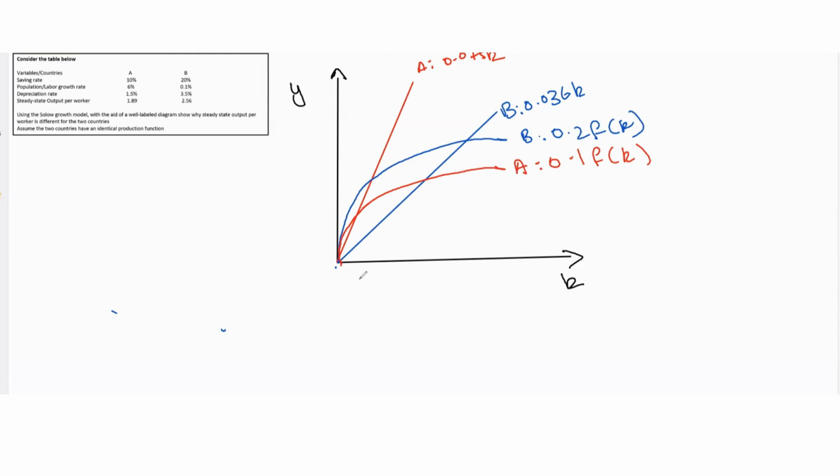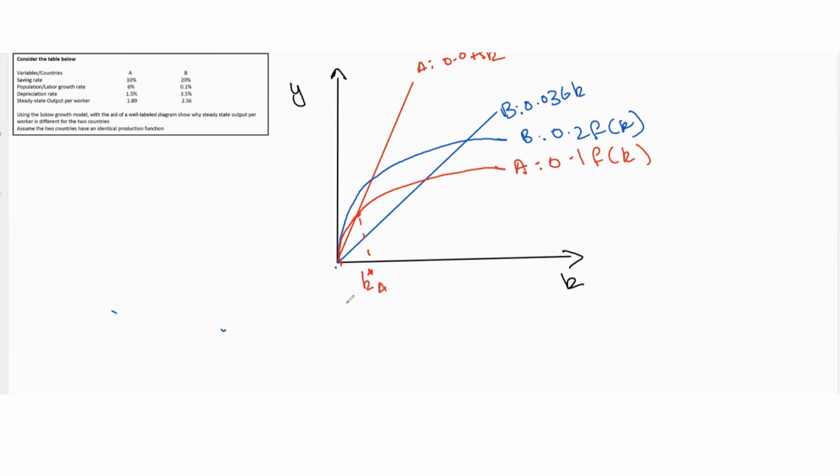For country A, remember graphically, the steady state level of capital per worker is given by the intersection of your investment per worker curve and your break-even investment per worker line. So this is the investment per worker curve for country A. This is the break-even investment per worker line for country A. So the intersection gives us the steady state level of capital per worker for country A.